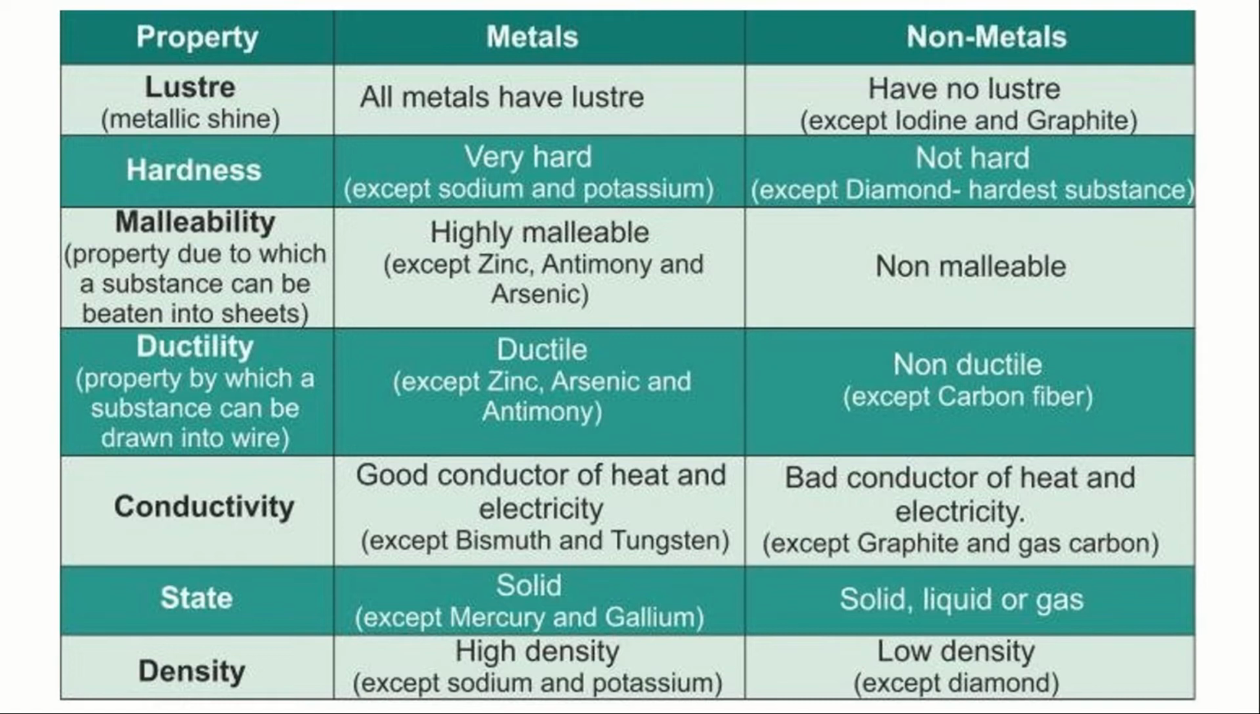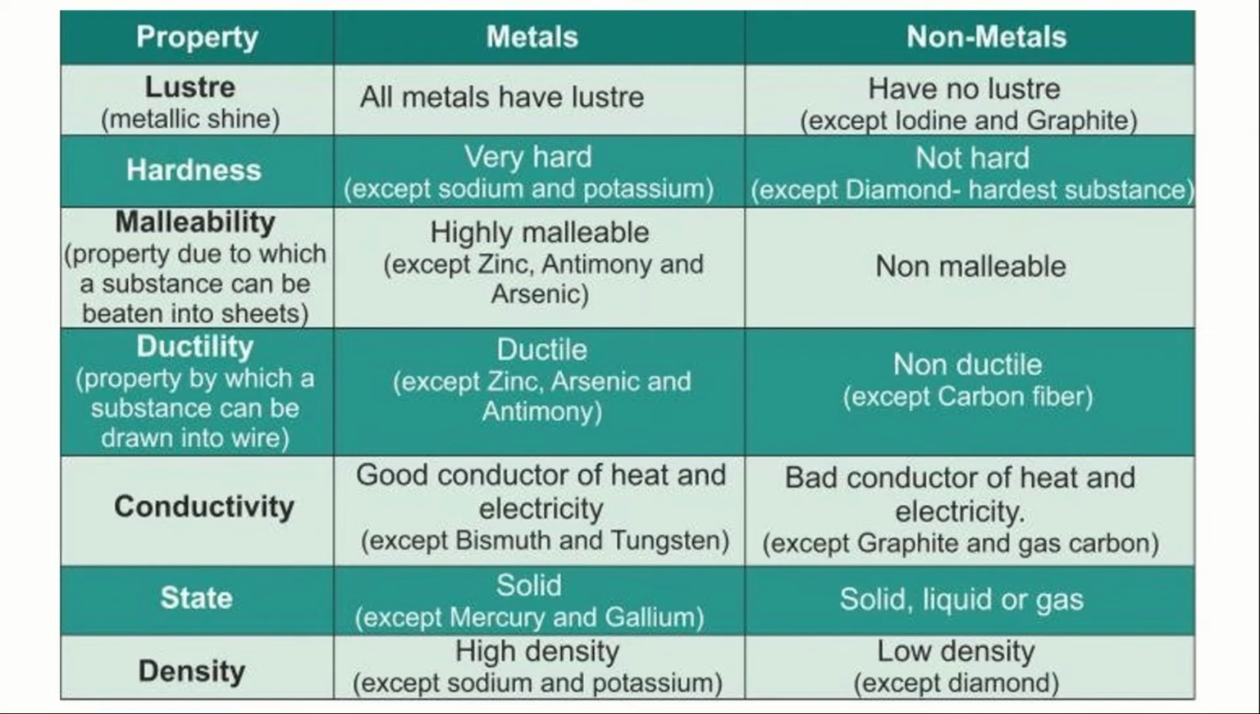Conductivity. Metals are good conductors of heat and electricity except bismuth and tungsten, whereas non-metals are bad conductors of heat and electricity except graphite and gas carbon. The next property is state. Metals are usually solid except mercury and gallium. Non-metals are in all the three states: solid, liquid and gas.